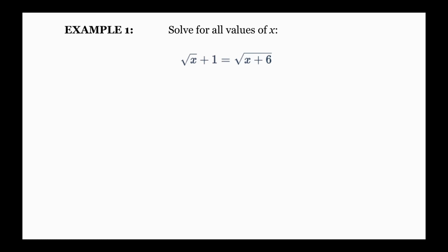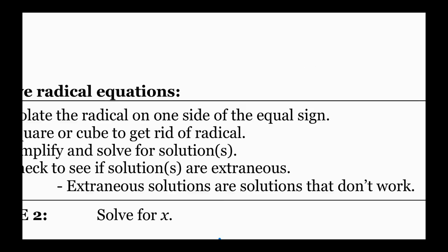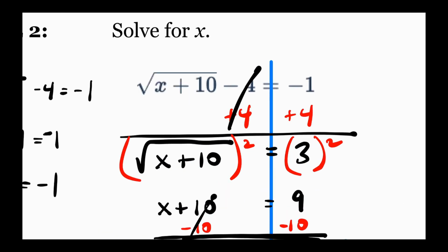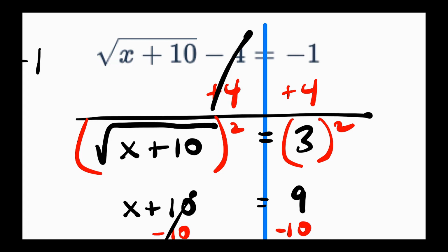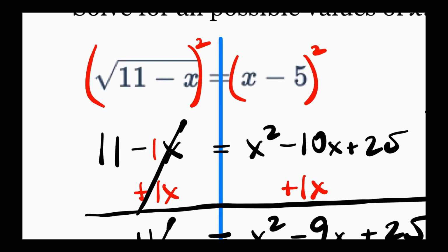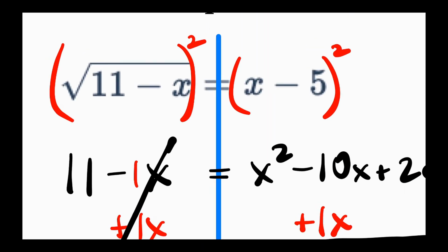Here are the notes from Monday. On Monday, we only had a radical on one side, right? So we added 4 to both sides to isolate the radical, and then we went from there. Or they look like this here, right? Only one radical on one side.